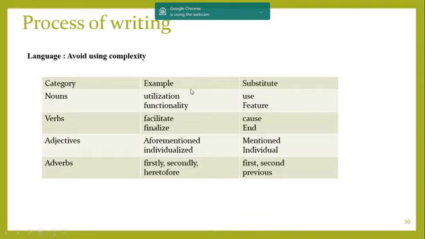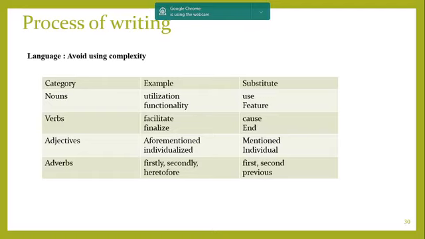Avoid using complexity. See, in this section, you always think about the reader. The reader doesn't want to continue with complex writing. So for example, utilization can be substituted with use. It's a simple one. Functionality, you can use as feature.